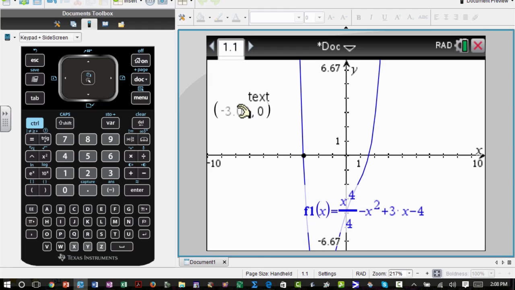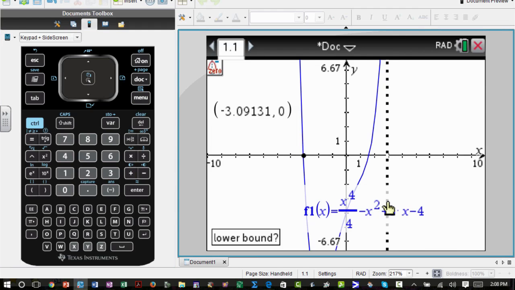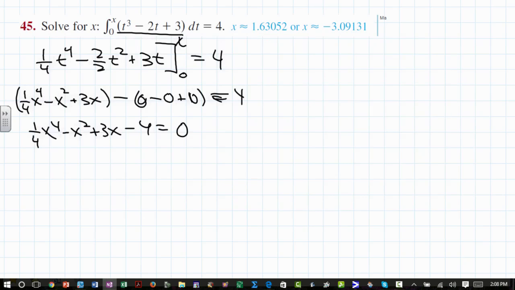So we hover our little pointer over the number, and we hit the plus sign. And then let's go ahead and find the other one. Analyze graph, zeros, lower, upper. There's that number. Not enough decimal places, so we'll hover and go over that. And there we have it. So I estimate the zeros for that equation to be about negative 3.091 and positive 0.631. And the book's answer agrees with that.